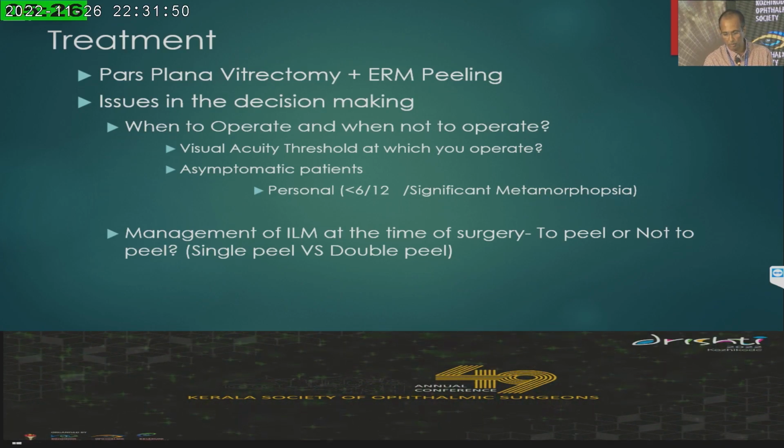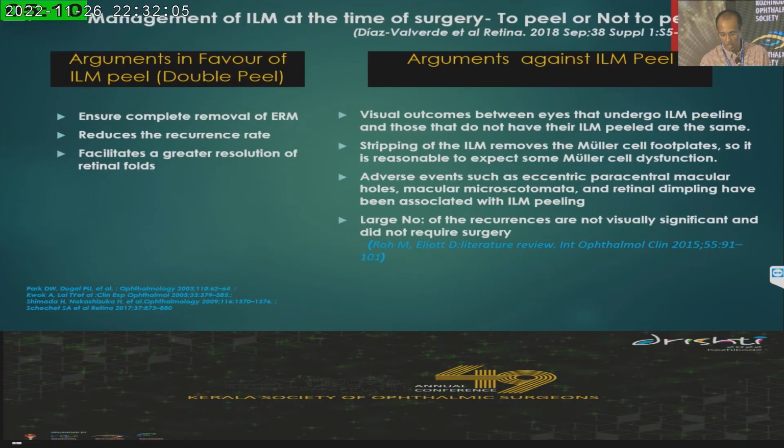The second important issue which we are concerned with here is how to manage the ILM at the time of the surgery. Whether we peel the ILM along with the ERM, that is called the double peel, or whether we peel only the ERM, that is a single peel. Now, it's a little difficult decision because the jury is still out.